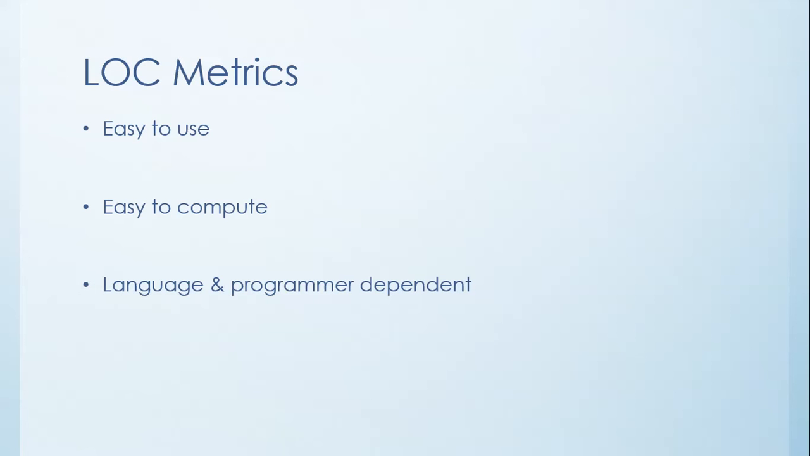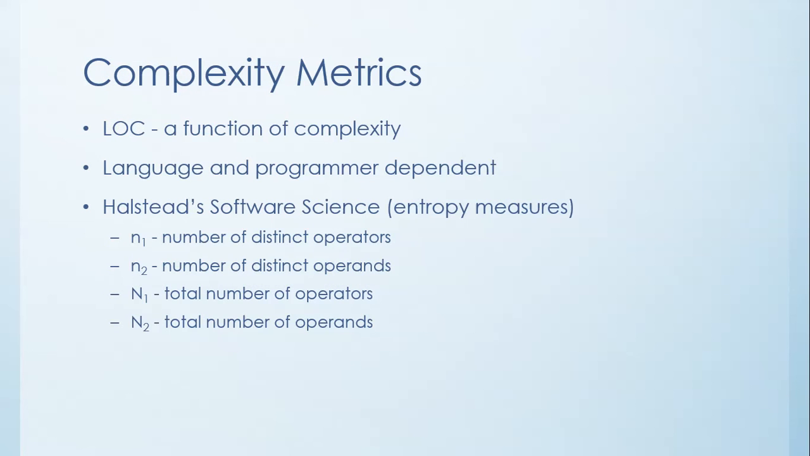So you can't really compare in any meaningful way using LOC metrics if you're moving from one language to the other, and it's very hard to kind of discern between one programmer and another just off these kind of direct values. So we get to the next set of metrics, which are the complexity metrics as opposed to the size oriented ones. LOC is actually just a function of these complexity metrics, and complexity metrics are still language and programmer dependent.